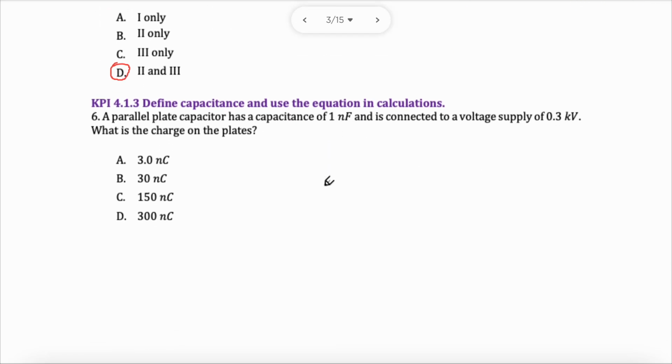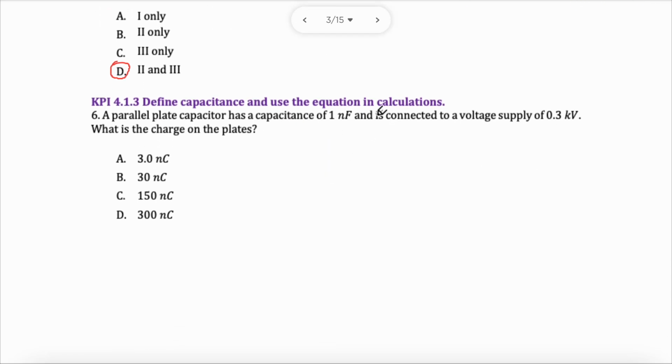Now we're moving on to a capacitor question. A capacitor has 1 nanofarad connected to a voltage of 0.3 kilovolts. What is the charge on the plate? Remember, nano means times 10 to the minus 9. Kilo means times 10 to the positive 3. That simply means 300 volts. I don't know why they made it complicated. You need to find the charge on the plates. Q equals CV. That's all you need to do.